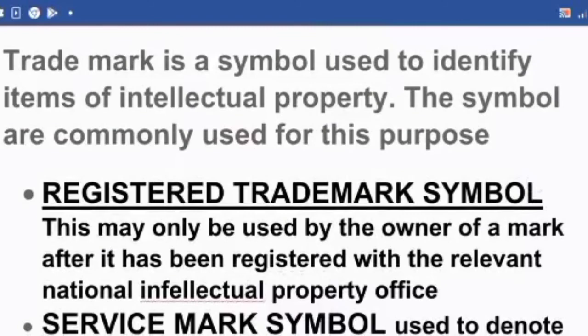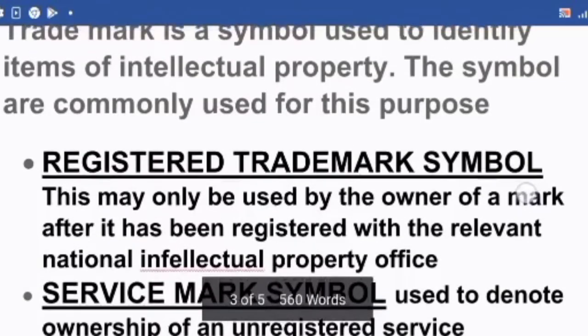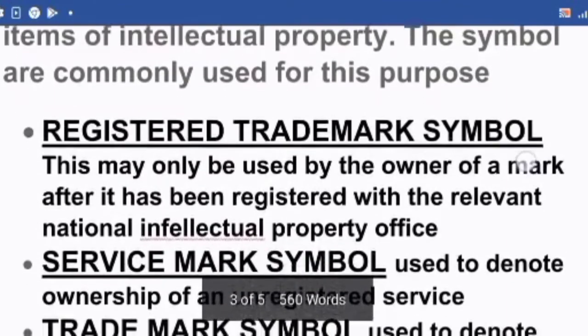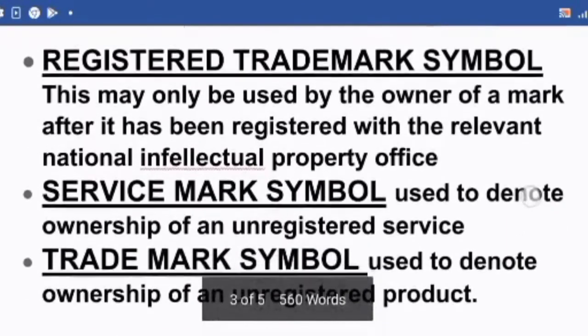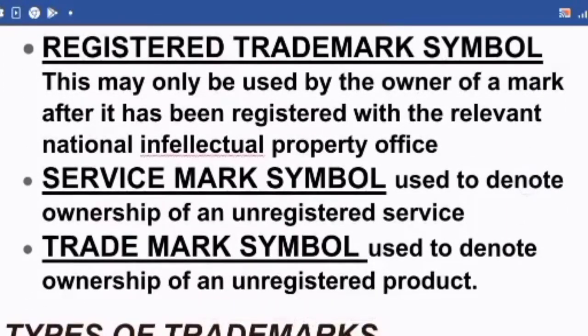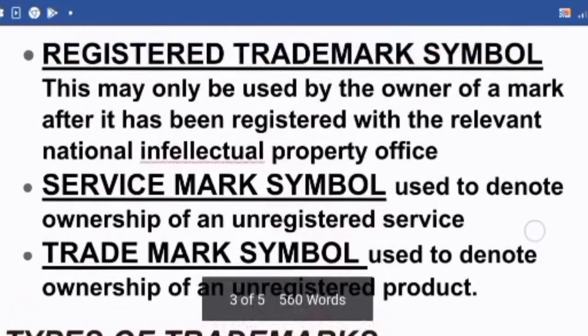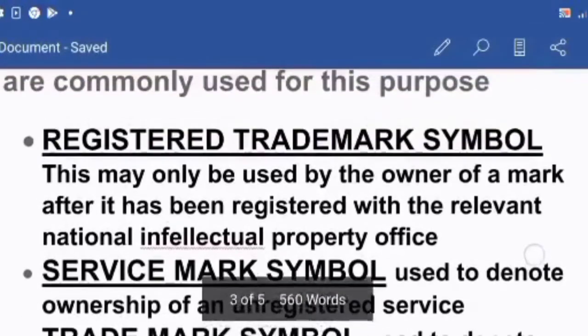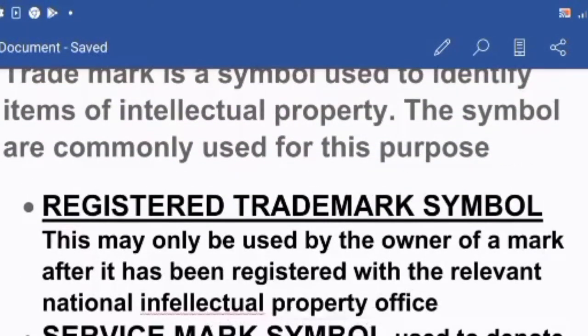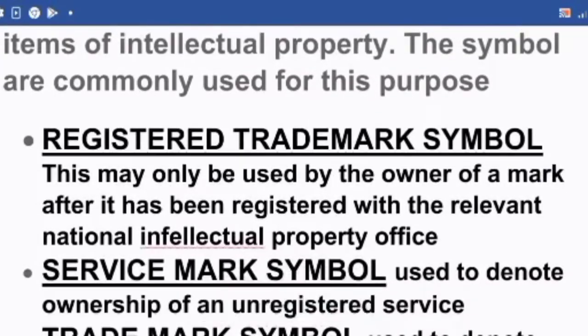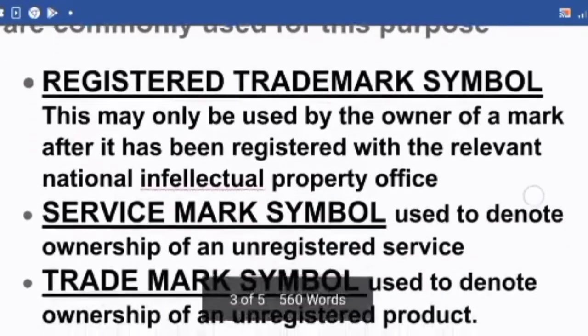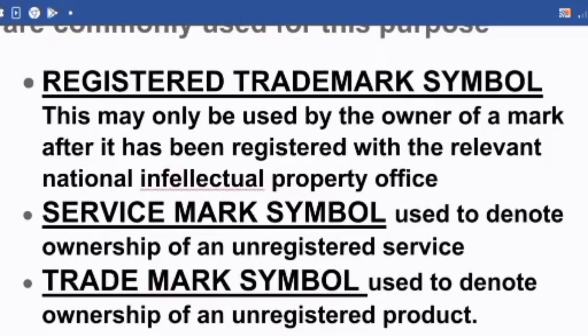Now, a trademark is a symbol used to identify items of intellectual property. The symbols are commonly used for this purpose. We have three trademark symbols: the registered trademark symbol, the service mark symbol, and the trademark symbol.